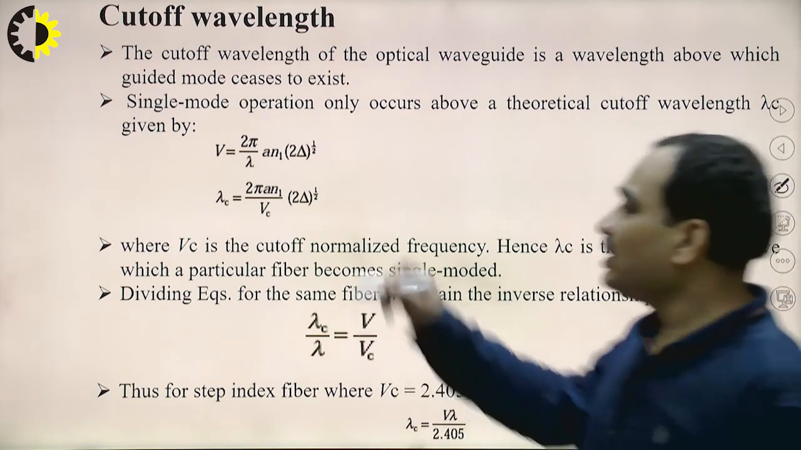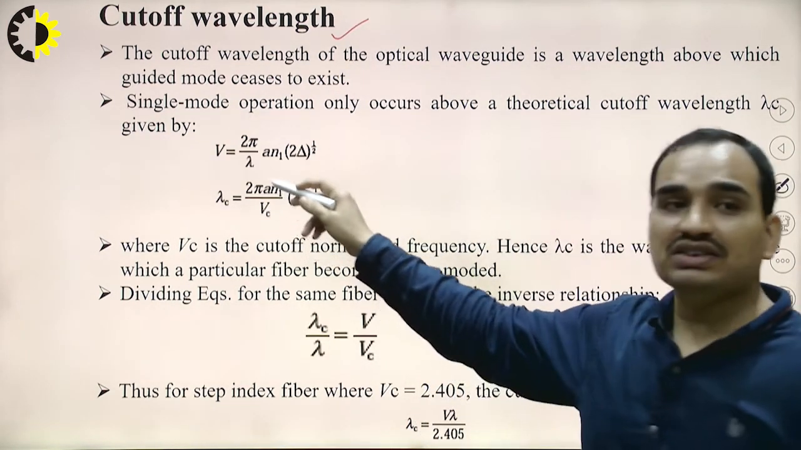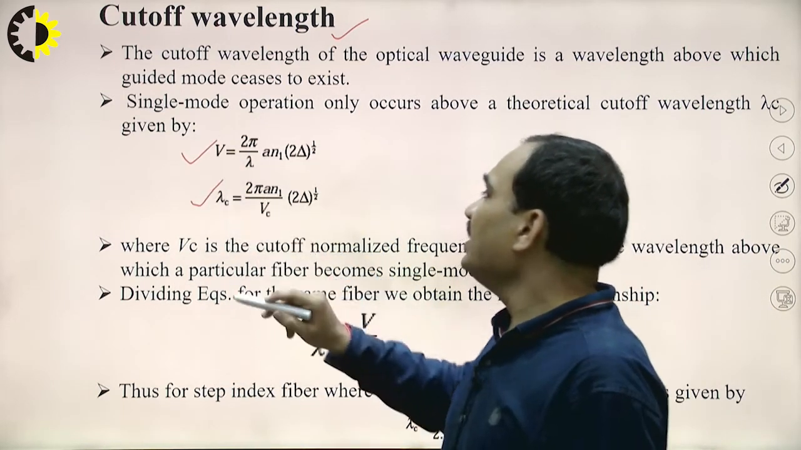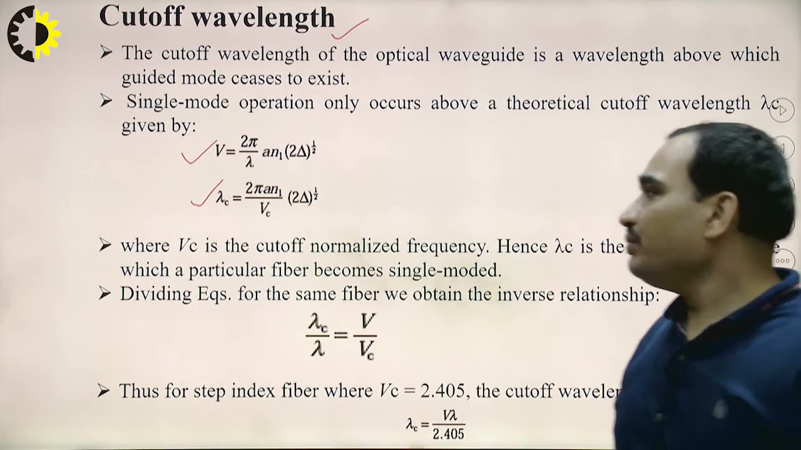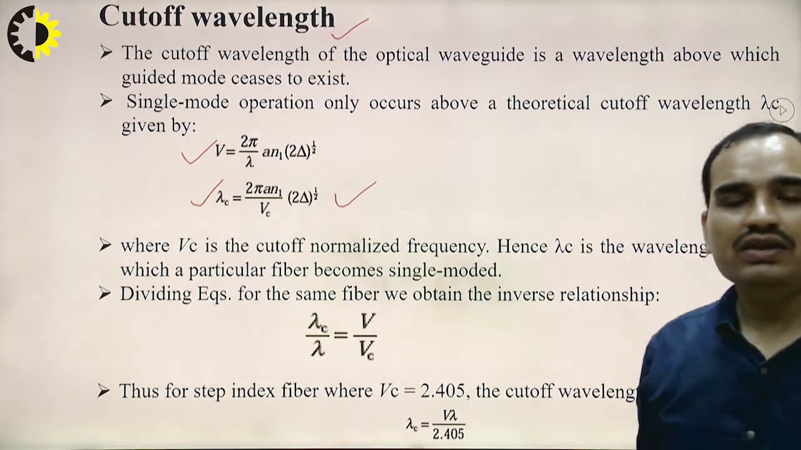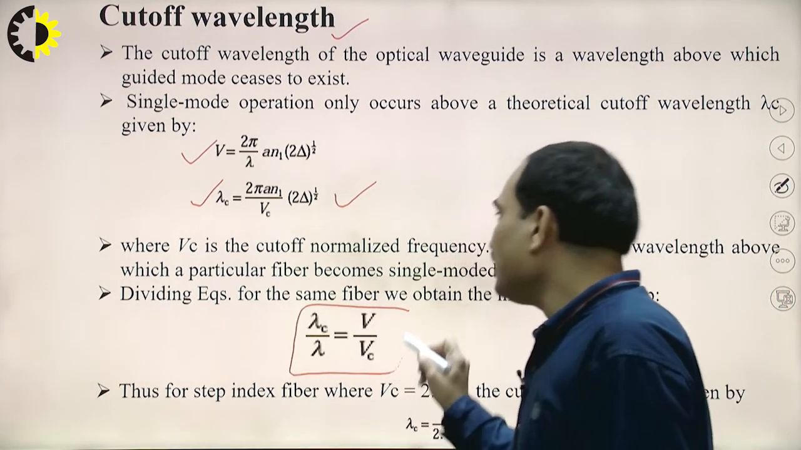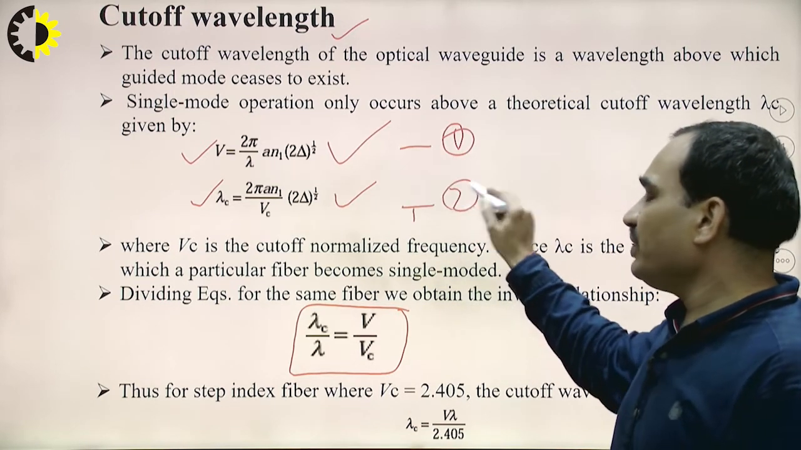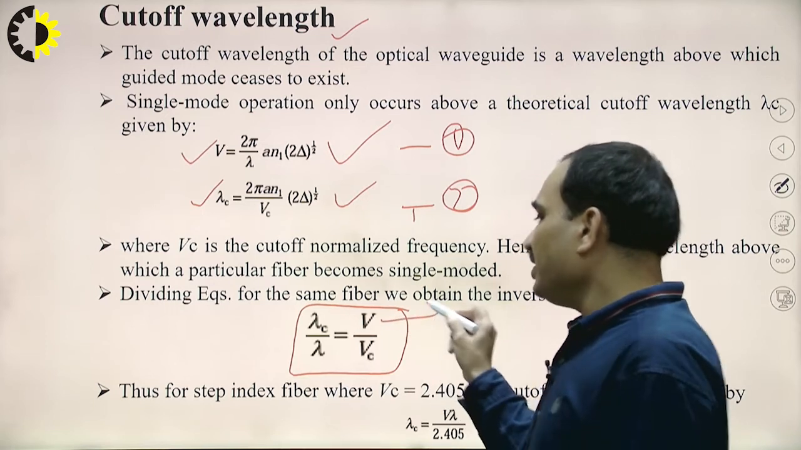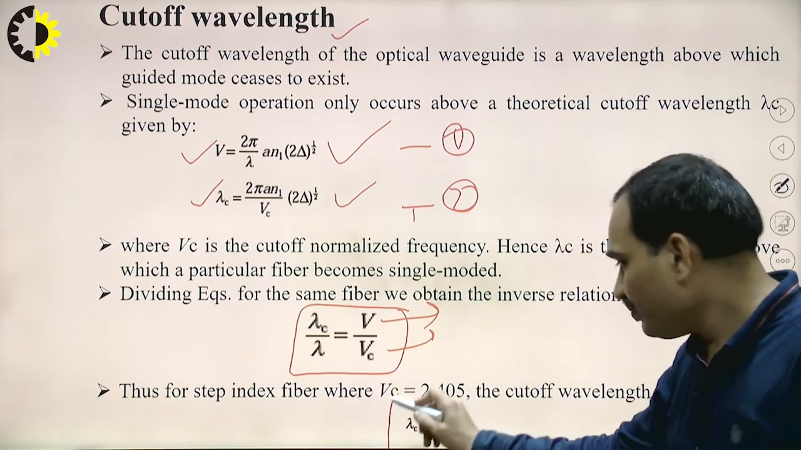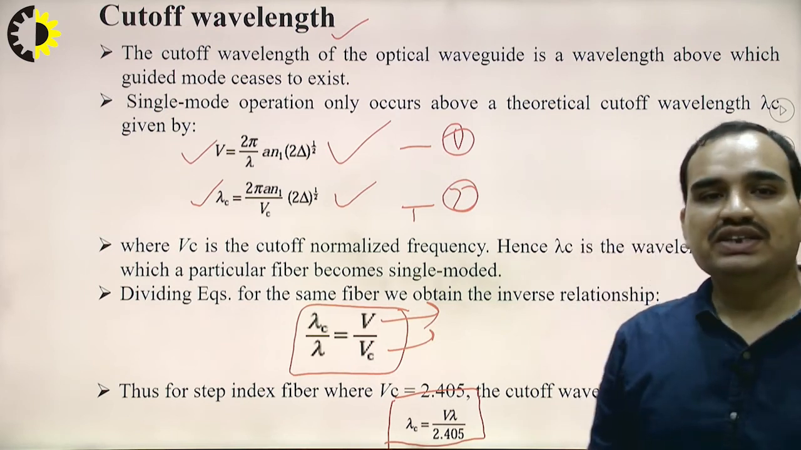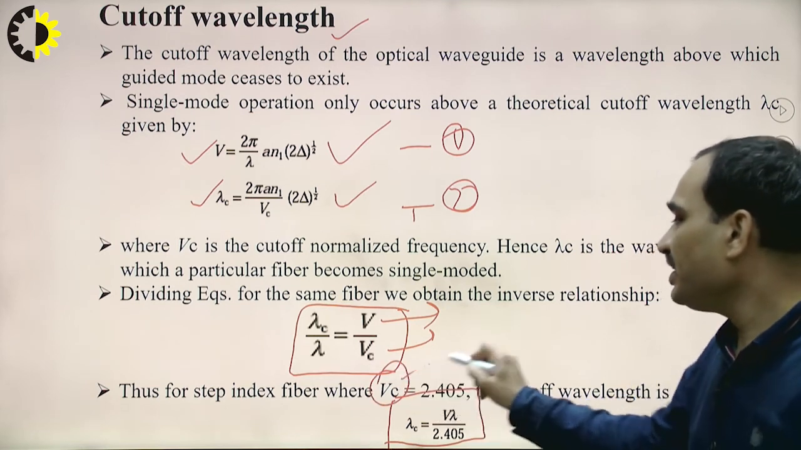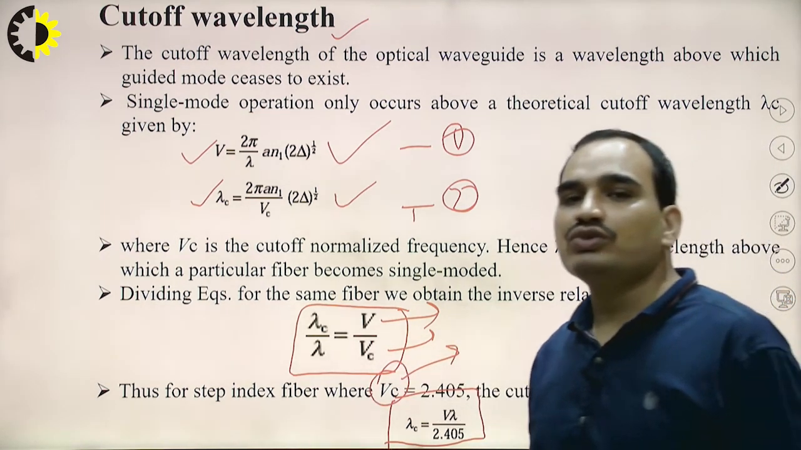Next is the cutoff wavelength. We have the formula: simply using the formula of the V number, lambda c equals 2 pi a n1 under root 2 delta by Vc. By dividing these two equations, numbered 1 and 2, we get lambda c by lambda equals V by Vc. Eliminating lambda c, the cutoff wavelength equals V lambda by 2.405, because we know that for a step index fiber the cutoff frequency Vc is given by 2.405.